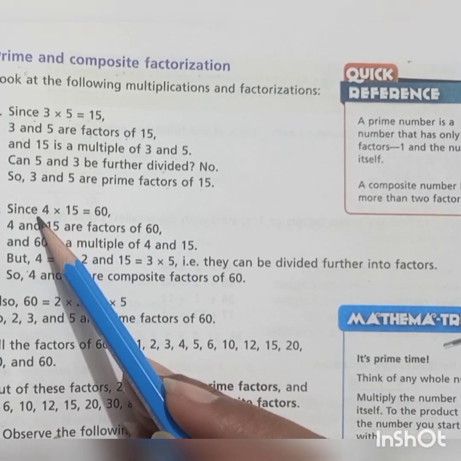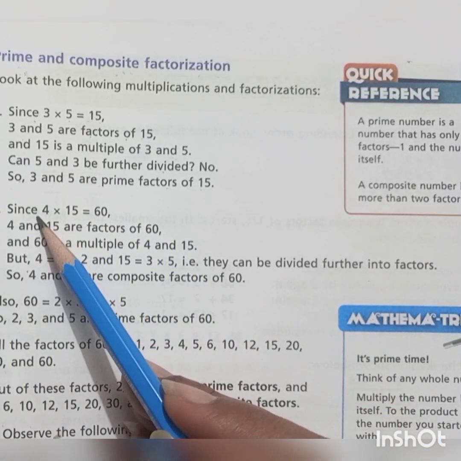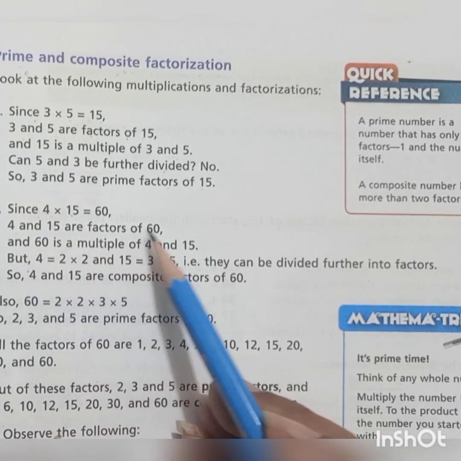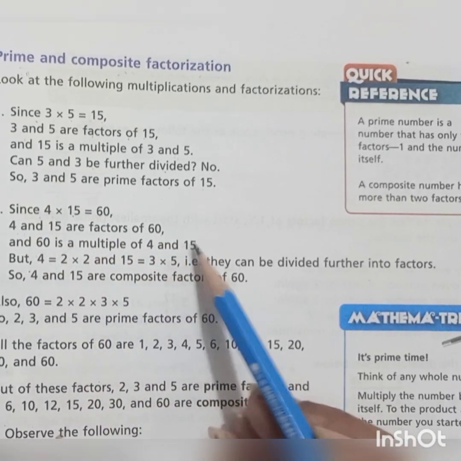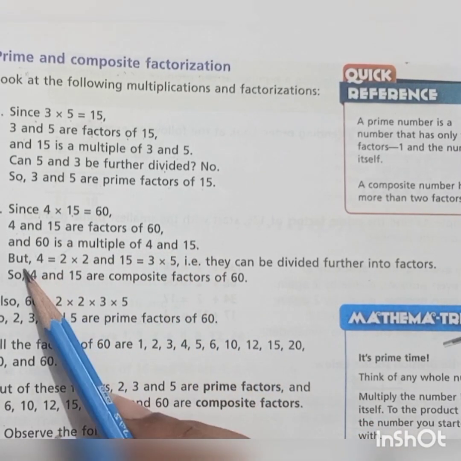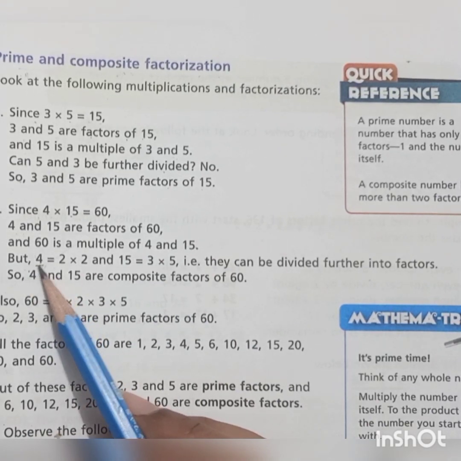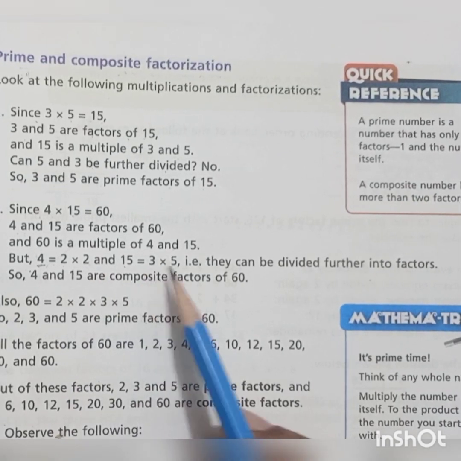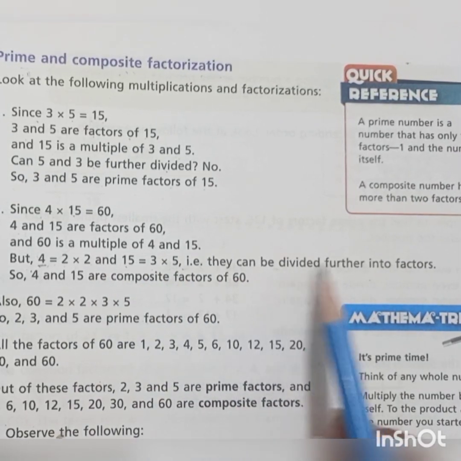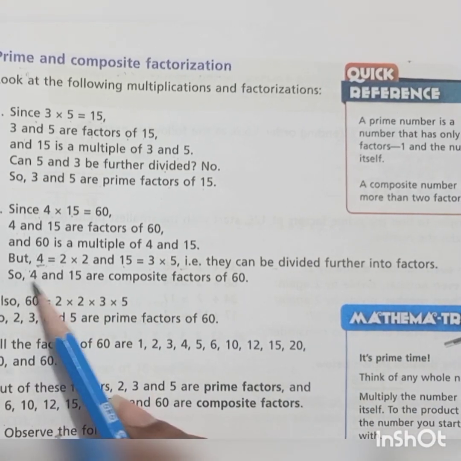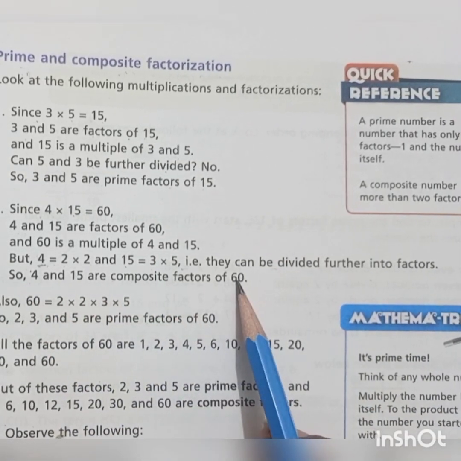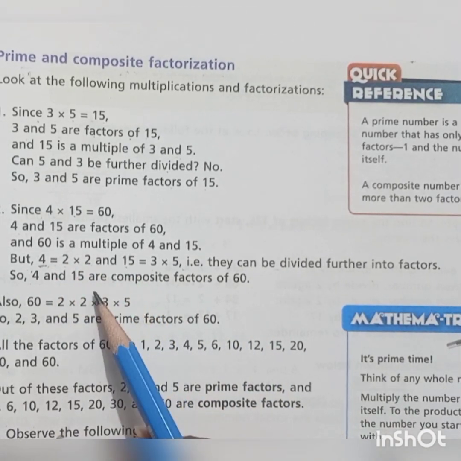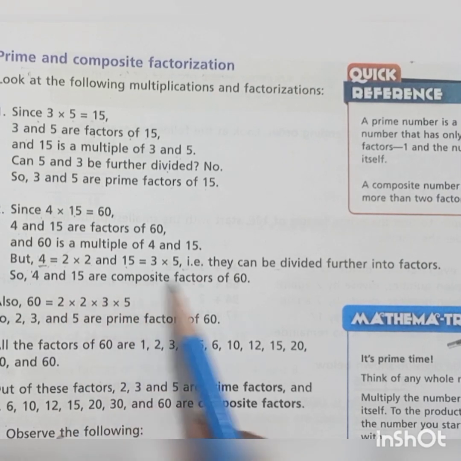Let's understand another example for composite factors: since 4 multiplied by 15 is equal to 60, 4 and 15 are the factors of 60, and 60 is a multiple of 4 and 15, as we know. But you can see here the number 4 is equal to 2 multiplied by 2, and also the number 15 can be written as 3 multiplied by 5. They can be divided further into two factors. So 4 and 15 are composite factors of 60. Students, 4 and 15 can be divided into further factors, that is why 4 and 15 are composite factors.